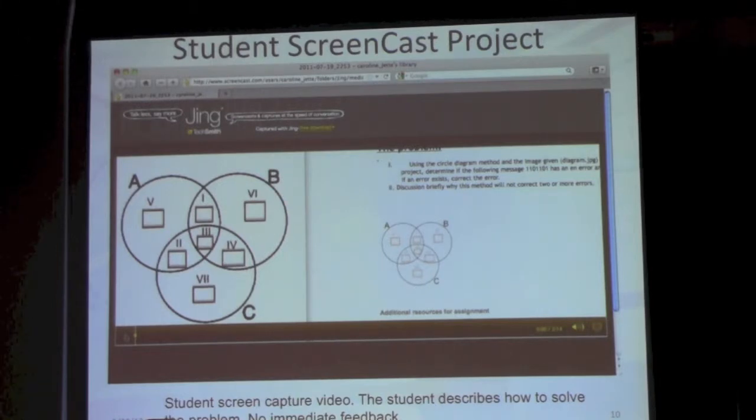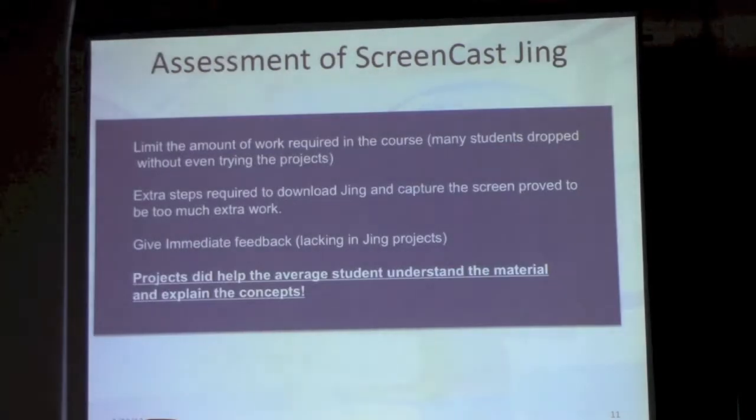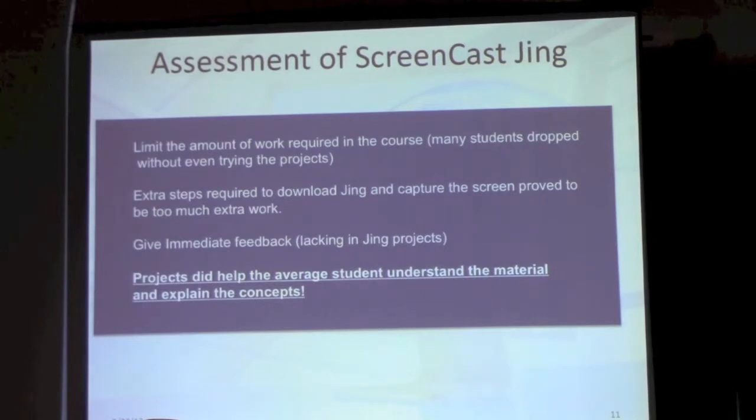This was nice, getting the student involved. However, the problem with this is there was no immediate feedback. I had to wait until after the student submitted this, then I'd go in and listen to it. I had to give the feedback after I graded the problem. So I changed this. I wanted a limited amount of work because many students were unhappy with having to go out and download a separate program.